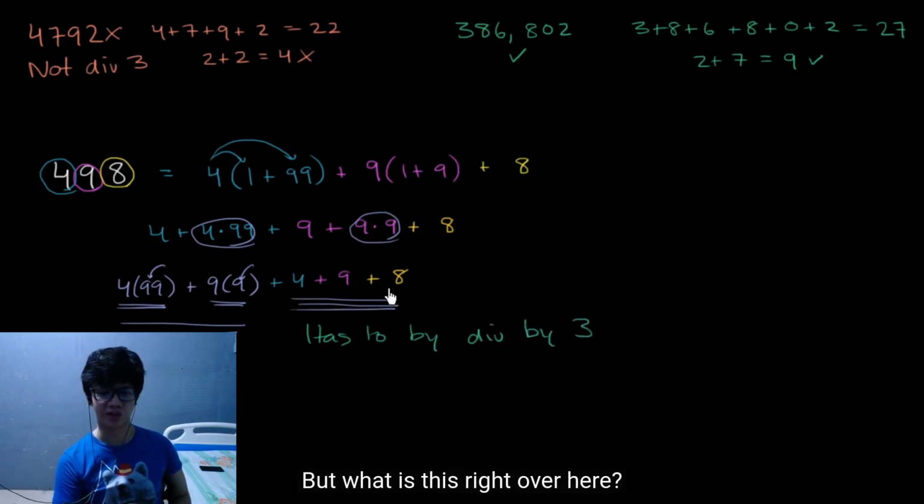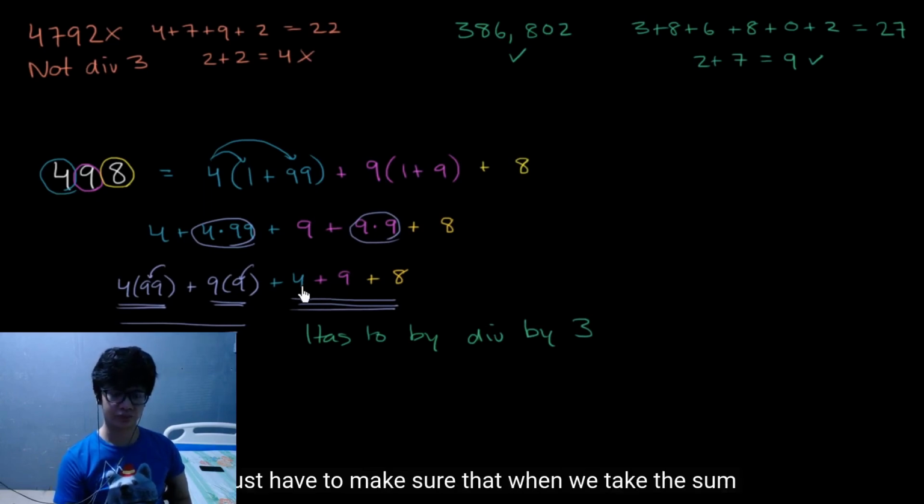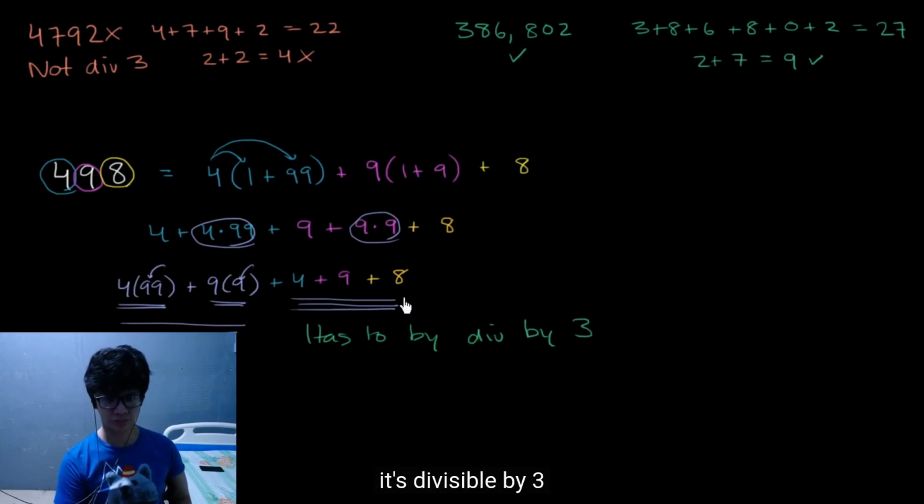But what is this right over here? These are just our original digits, 4, a 9, and an 8. We just have to make sure that when we take the sum, it's divisible by 3.